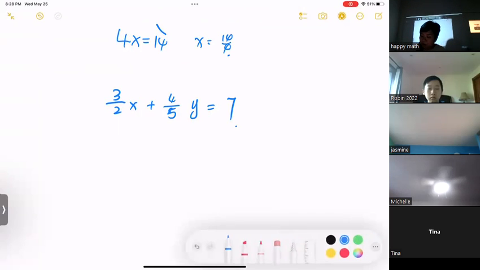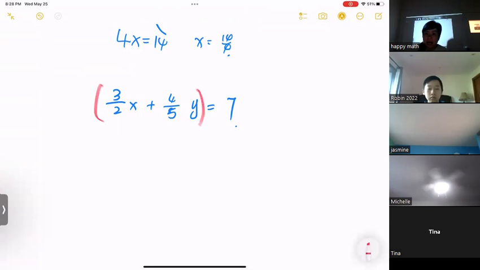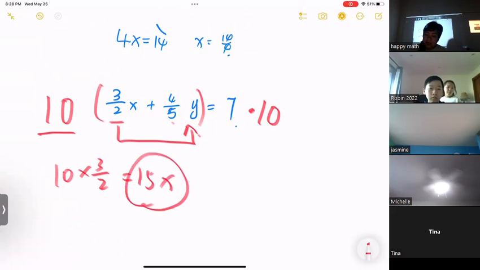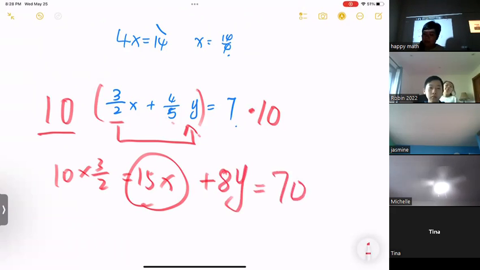Times 10. Does everyone agree with that? Thank you, Amy. Is that times 10, Michelle? Do you know why? Because we would like to change all the fractions into whole numbers. So 10 is the common multiple of 2 and 5. So 10 times 3/2 will be 15x, and 10 times 4/5 will be 8y equals 70. Is that how to change fractions into whole numbers? Do you agree with that?